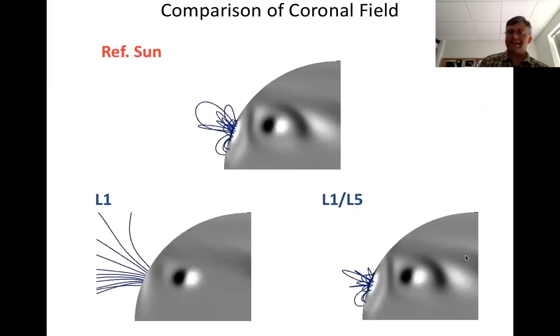Another nice way of looking at that is, what would the limb look like if we have L5 magnetogram observations when we run the simulations? So here we see the same day. Five minutes, yeah. Yeah, 5 minutes.